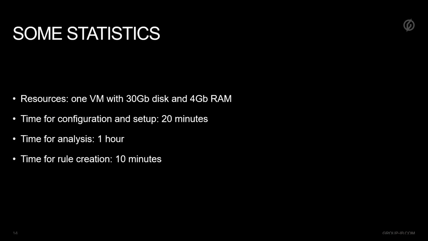And some statistics on this case. So we used one virtual machine. This virtual machine took actually 30 GB on our drive, and just 4 GB of RAM we used for this virtual machine. Time for configuration and setup, because this virtual machine was created from scratch, so nothing was prepared before this: 20 minutes. From these 20 minutes, 10 minutes actually the Windows installation took. So as you can see, in general, configuration of the virtual machine with an installed operating system will take about 5 or 10 minutes. Time for analysis, 1 hour.